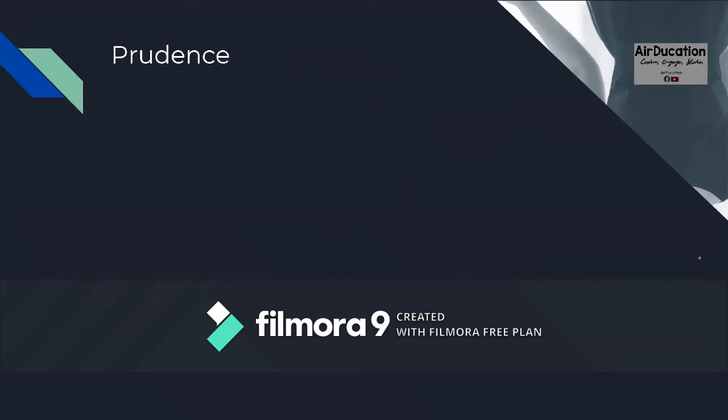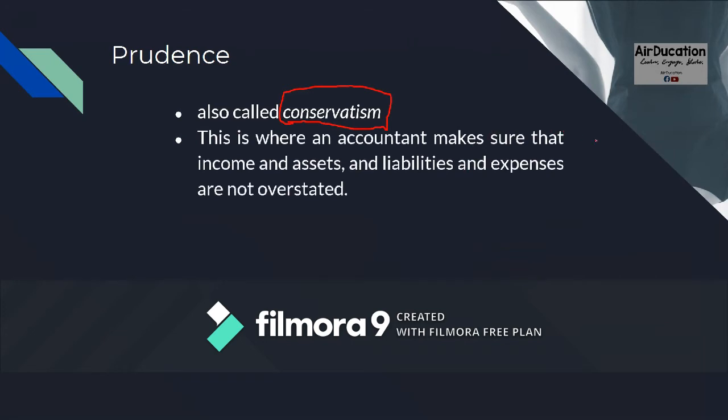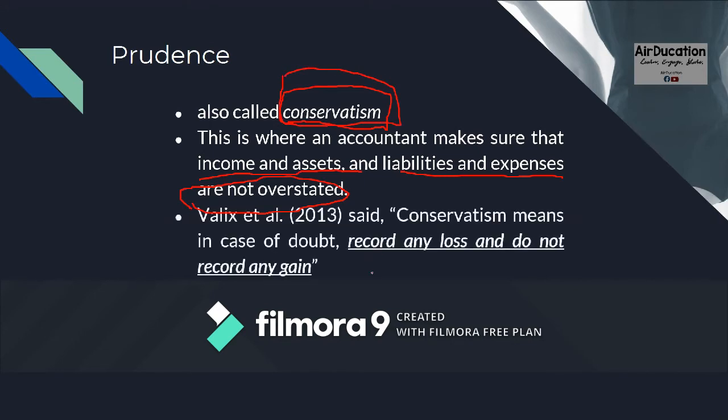Okay, so the next one is prudence. Prudence is so-called conservatism. This is actually related to the use of judgments and estimates. Prudence is where an accountant makes sure that income, assets, liabilities and expenses are not overstated. Just like what I said on judgments and estimates, when you estimate an amount, it should not be abused, because the more expenses you have, the less revenue you will have, just to avoid taxes. But in accounting, we should practice conservatism. According to Valix et al. 2013, conservatism means in case of doubt, record any loss and do not record any gain.